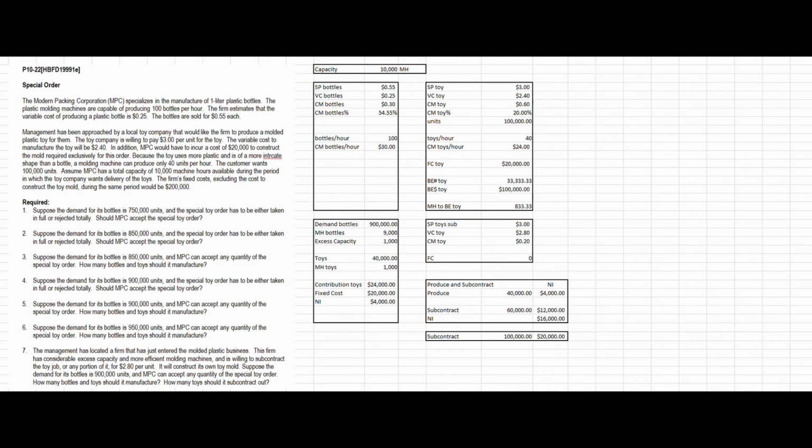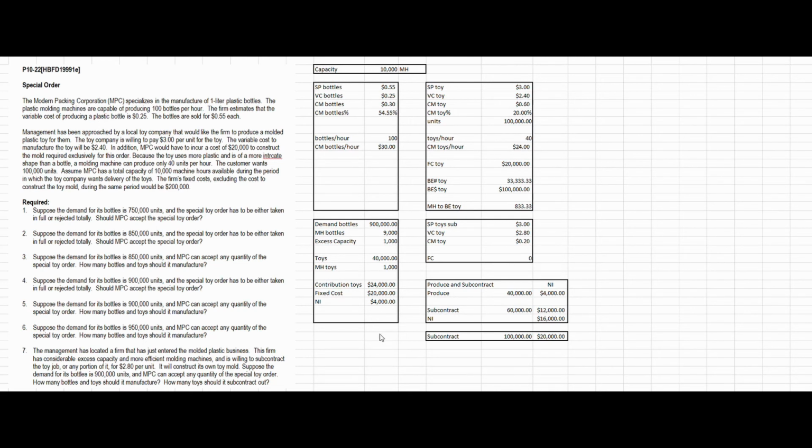So now let's take a look at the last question here in this situation where we have the option of subcontracting out the toy. That's the information over here. If we subcontract out the toy, we'll still be able to sell it for $3. That hasn't changed. However, our cost of acquiring the toy, our variable cost, will increase from $2.40 to $2.80. So the contribution margin on any toy that we subcontract out will be 20 cents as opposed to 60 cents. However, there will be no fixed cost associated with subcontracting out.